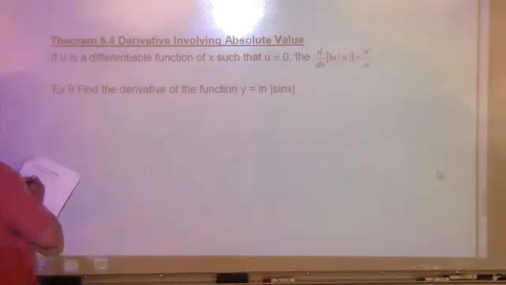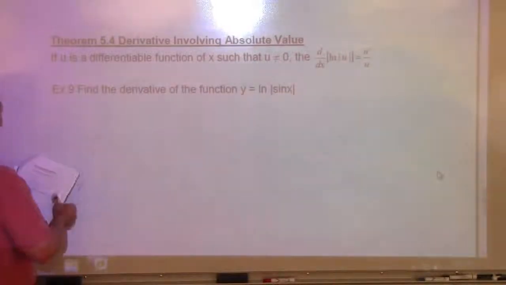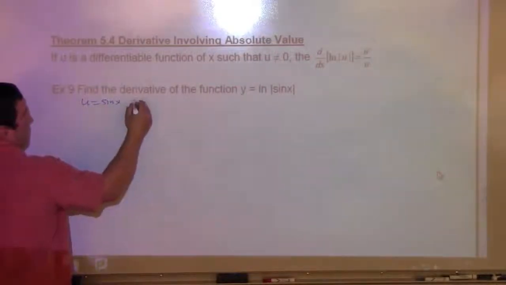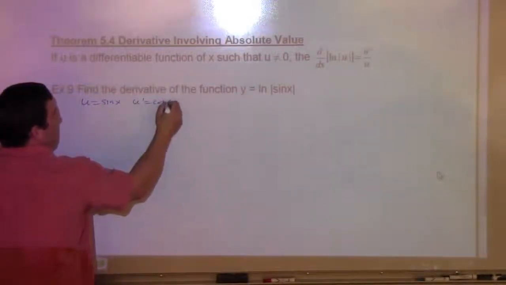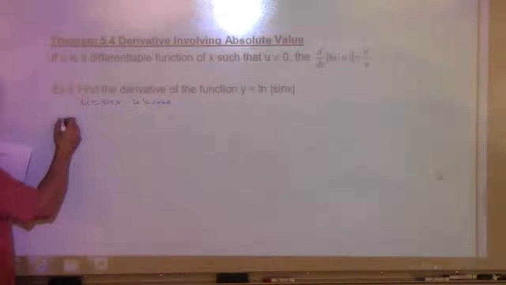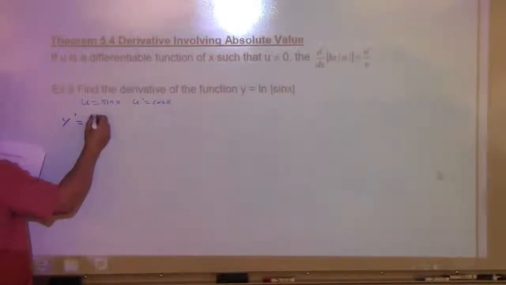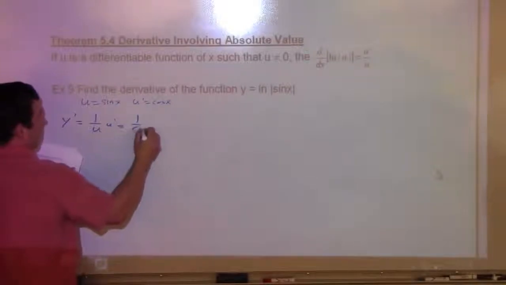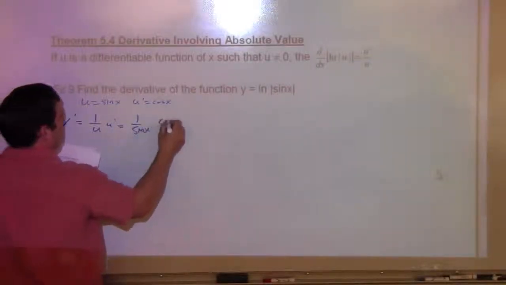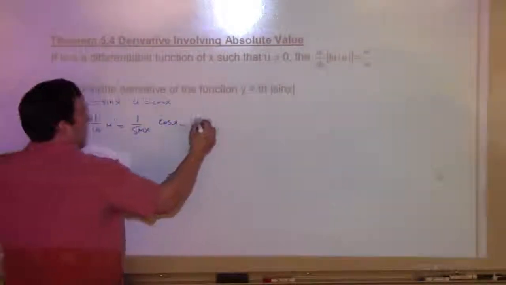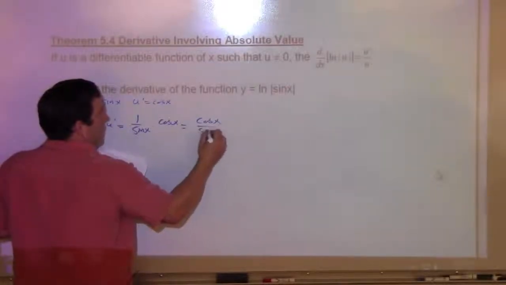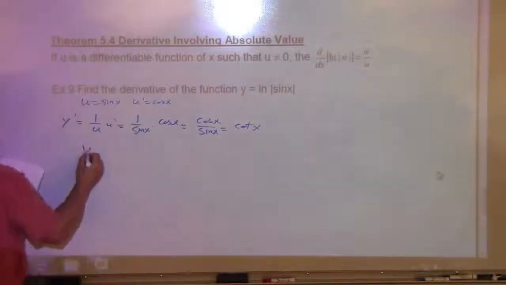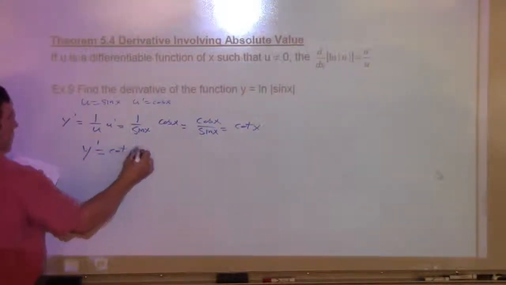Okay, so our u in this case is sine x, so u prime is going to be cosine x. So y prime is going to be u prime over u, which is cosine of x over sine x, which is cotangent x. So y prime is cotangent x.